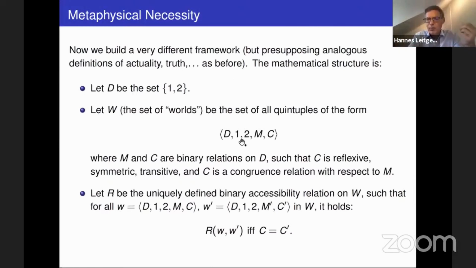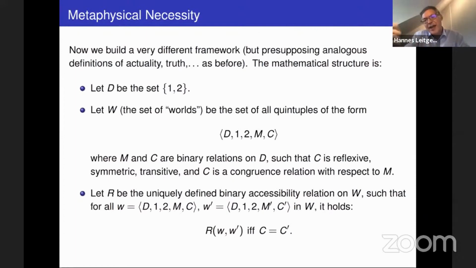And now my worlds will be quintuples, 5-tuples of this form. You have the D set, the set {1, 2}, and then I put in the 1 here and the 2, okay? So that's like mathematical structures where you have distinguished objects, as we sometimes have, right? Say you want to do analysis, the calculus of real numbers, then you have the set of real numbers, and maybe the 0 is a distinguished object, okay? Here, 1 and 2 are both distinguished objects. I plug them into my world. And then I have two sets, which are binary relations on D. So M is a binary relation, a set of pairs in D, and C is a binary relation on D, a set of pairs in D.